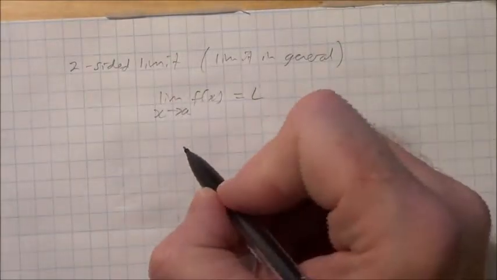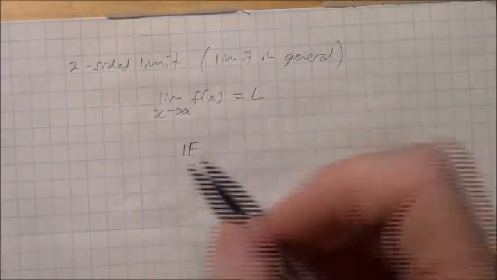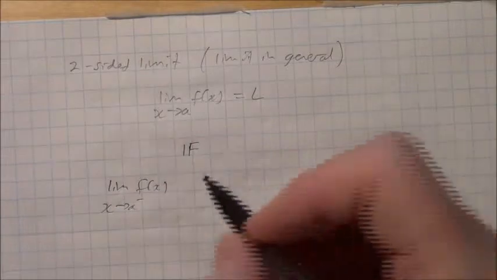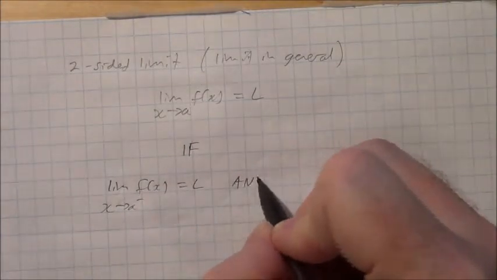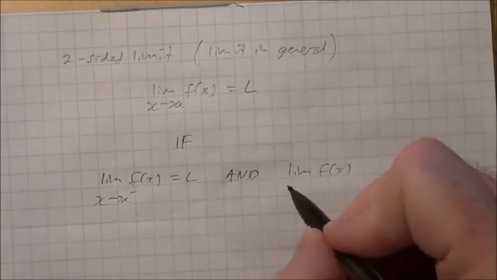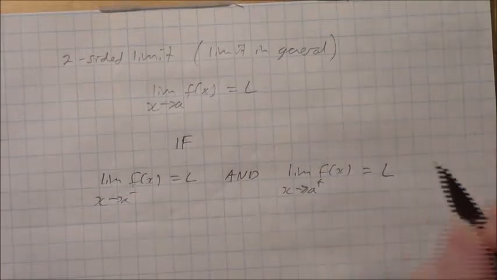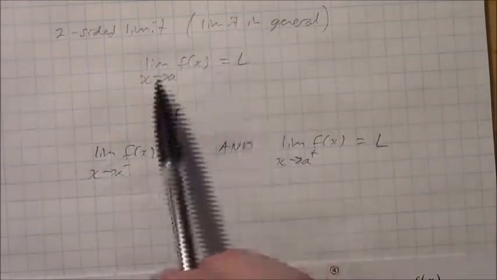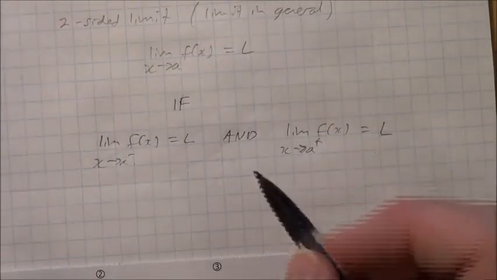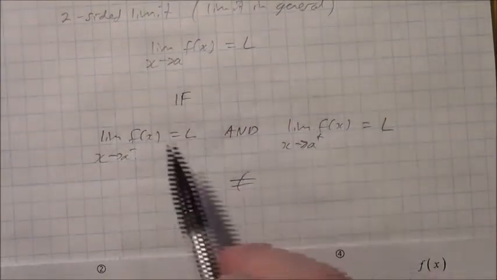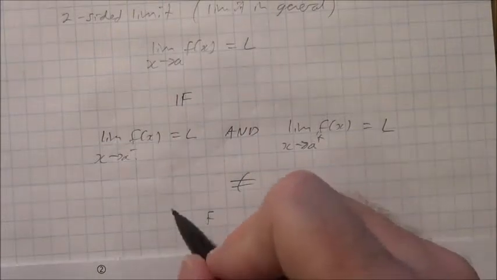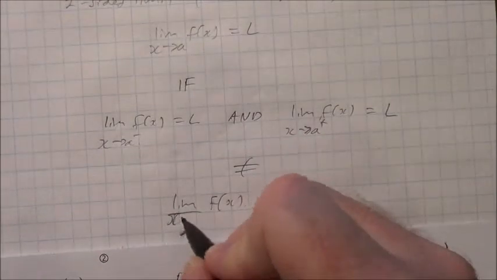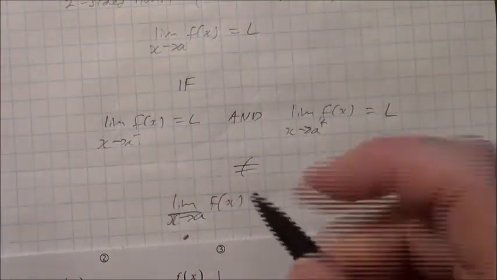And that exists if and only if the left-hand limit, the limit of f of x as x approaches a from the left, equals L, and the limit of f of x as x approaches a from the right also equals L. These two one-sided limits must be equal to each other in order for the general limit to exist and to equal that same value. Otherwise, if these two one-sided limits do not equal, then the limit as x approaches a does not exist.